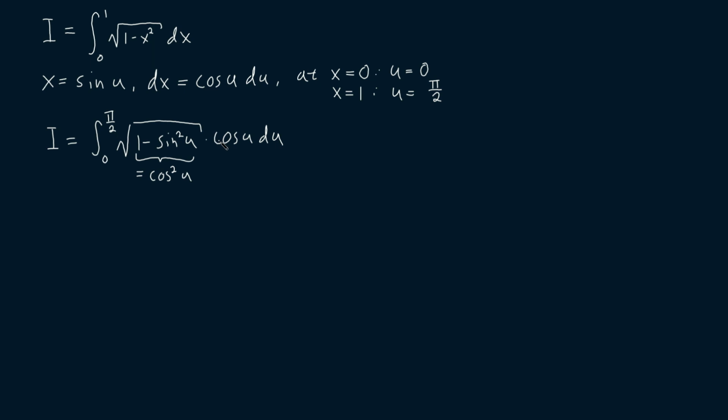And cosine of u times cosine of u is equal to cosine squared of u, and our integral then becomes the definite integral from 0 to pi over 2 of cosine squared of u du.